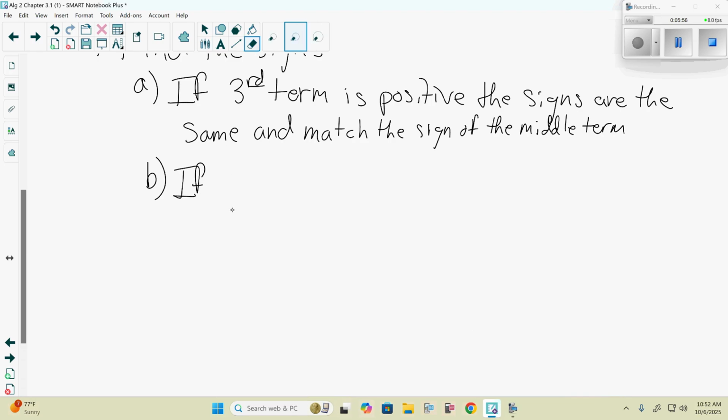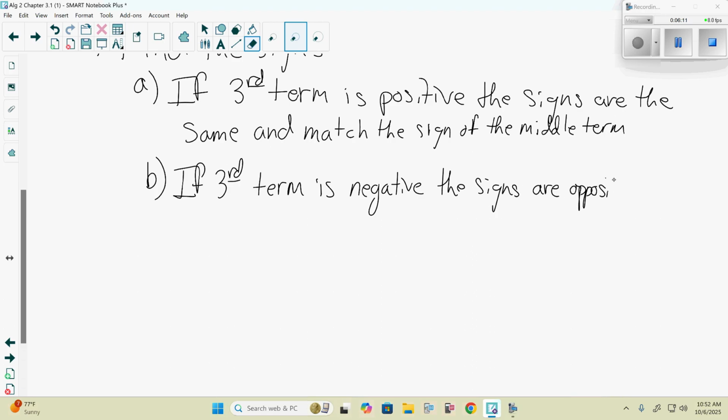If the third term is negative, the signs are opposite. If the third term is negative, the signs are opposite.